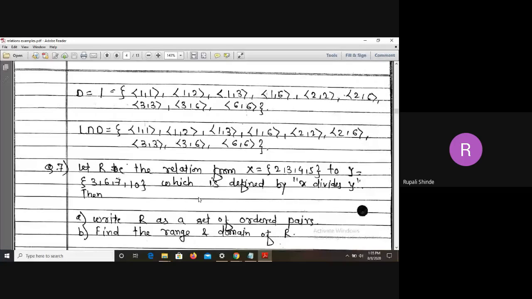2 comma 10. Yes, 2 comma 10, because 2 divides 10.